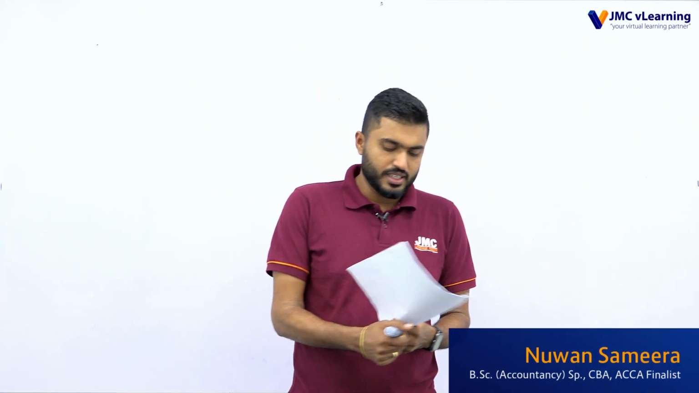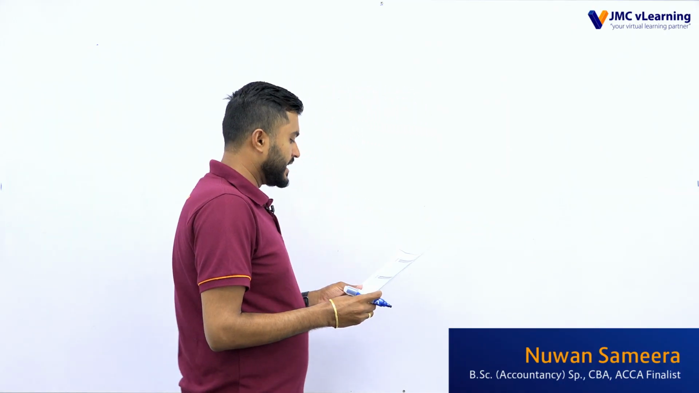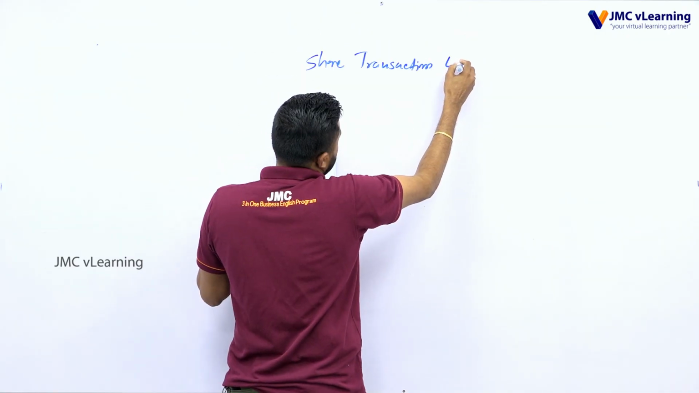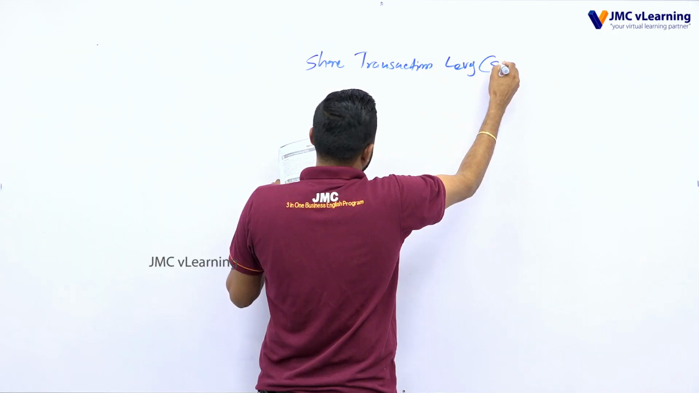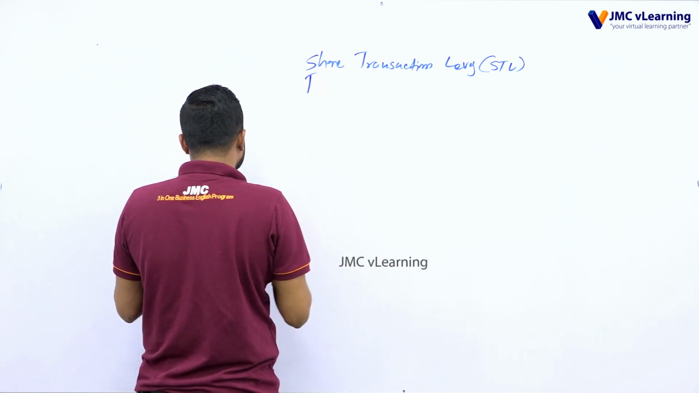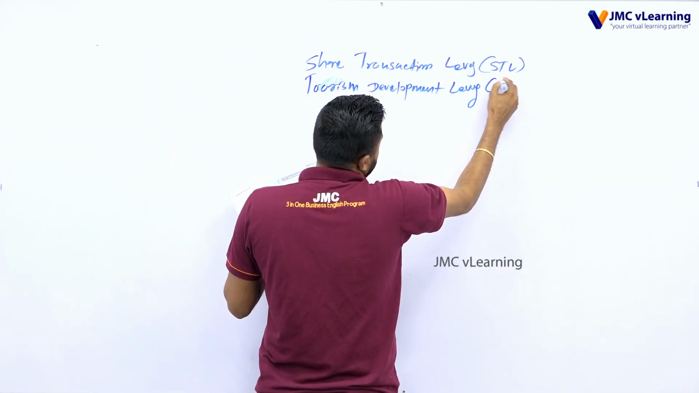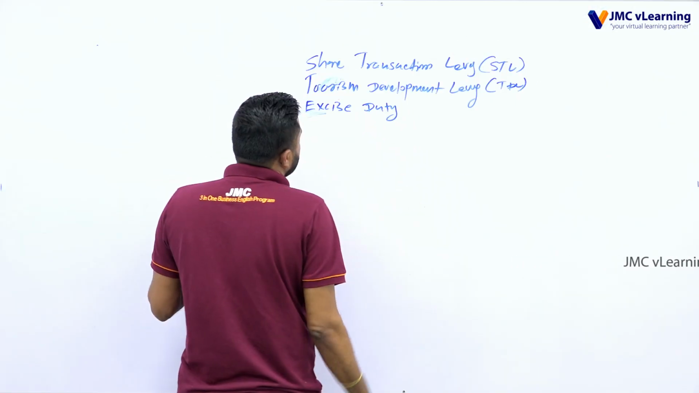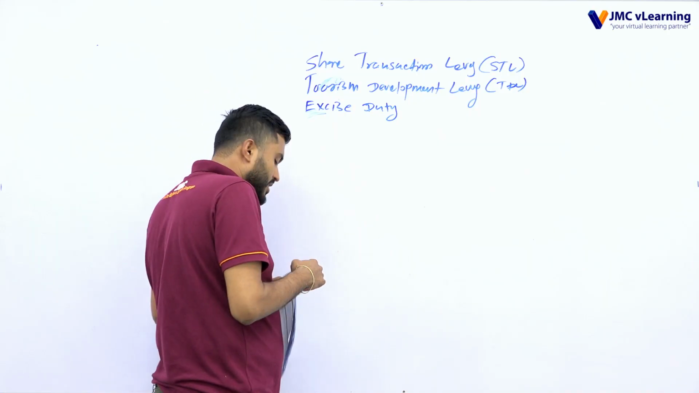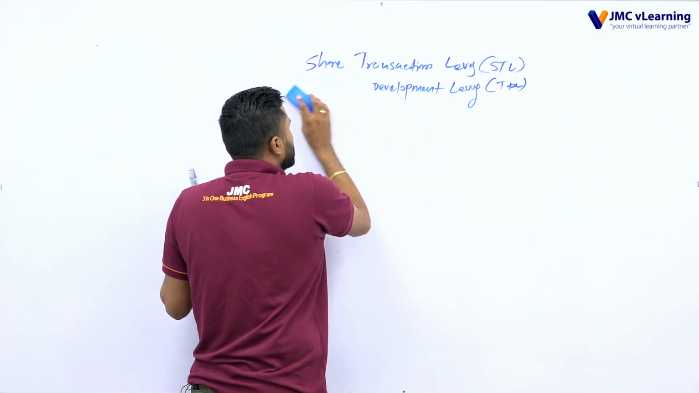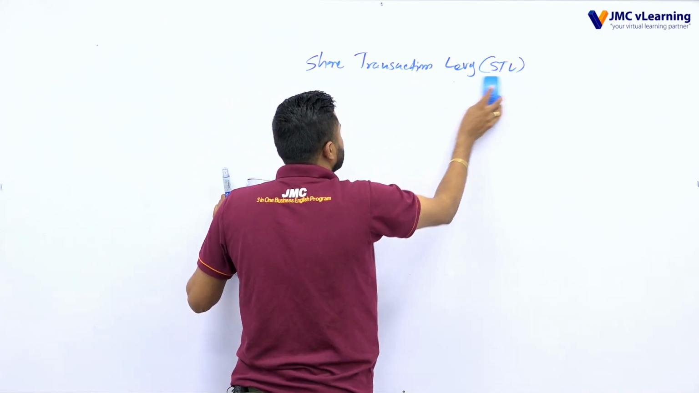So you know that in our syllabus there are additional three taxes: the Share Transaction Levy, STL, the Tourist Development Levy, TDL, and we need to discuss the excise duty. I will discuss them one by one. First I will discuss the share transaction levy. These are very small lessons, and in examinations they test this.